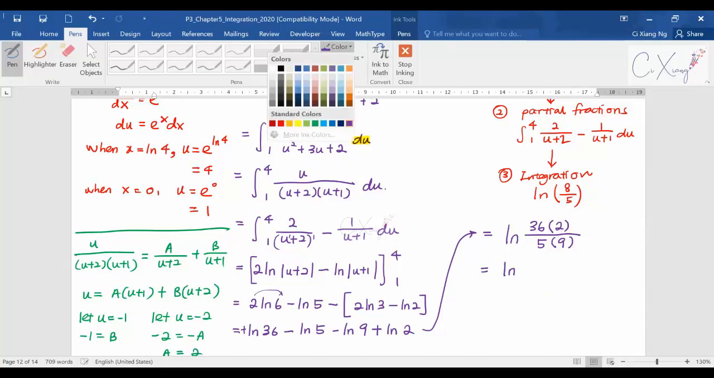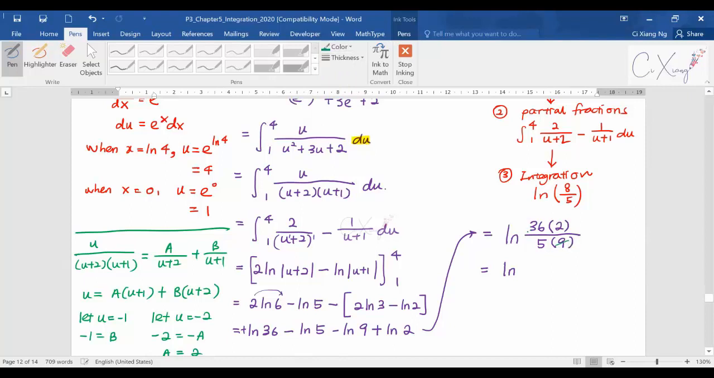Okay, so from here you can slowly simplify it. So 36 can be simplified with 9, to become 4. So 4 times 2, you get 8, and therefore you have 8 over 5. And this is how we get the answer.